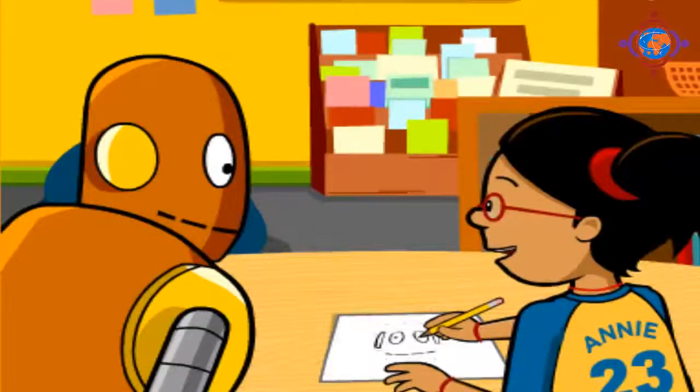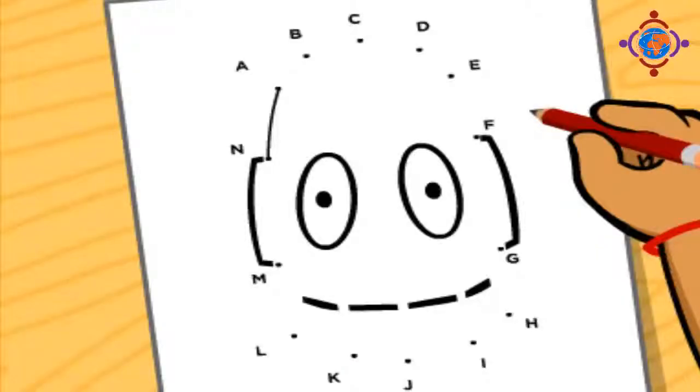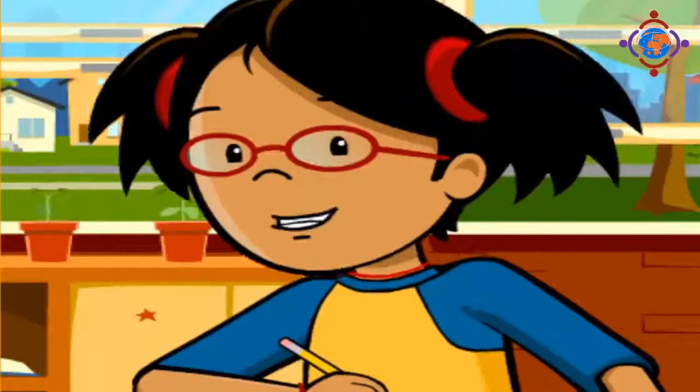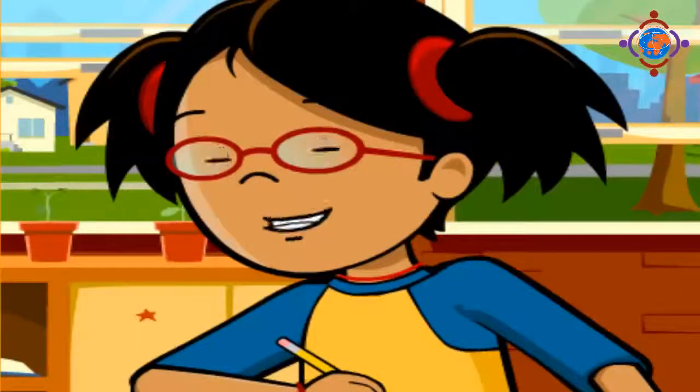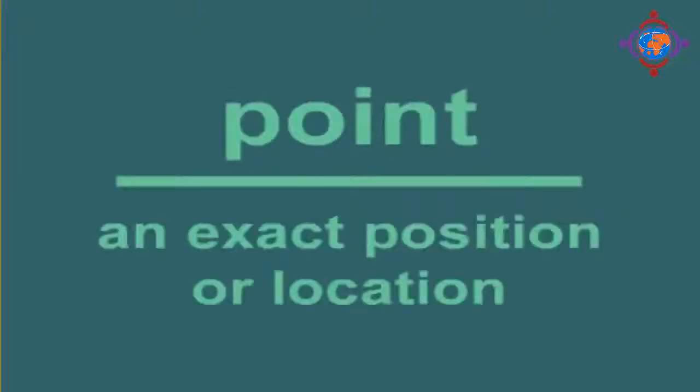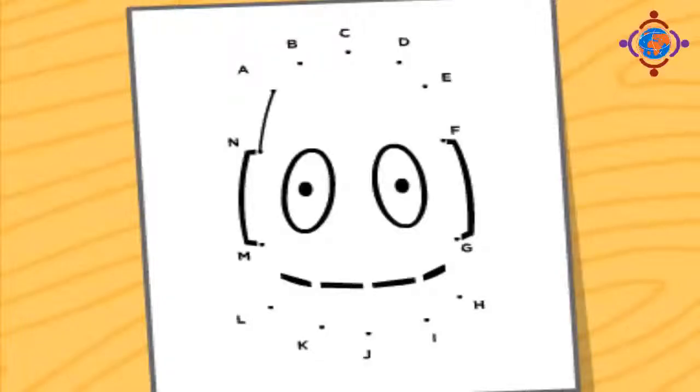Connect the points to draw a picture. What do you think it'll be, Moby? What are points and lines? A point is an exact position or location. This picture has different points you connect together. The symbol for a point is a dot. Points remind me of stars in the sky.